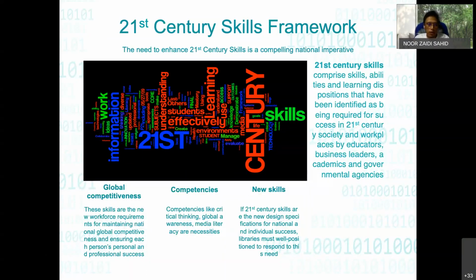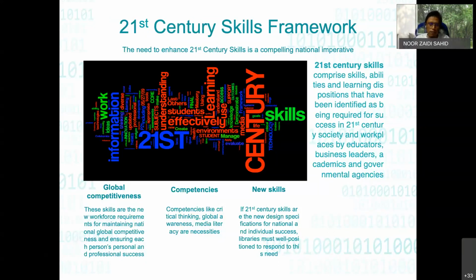21st century skill framework. The need to enhance 21st century skill is a compelling national imperative. In Malaysia, for example, our government, our nation, they embed these 21st century skills in our school curriculum, and in fact in the university as well. And some they embed in our lifelong learning program for the community.